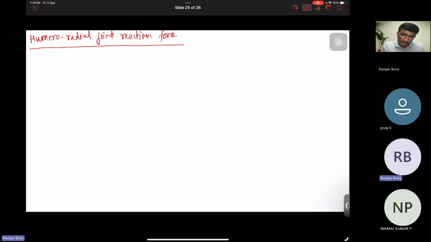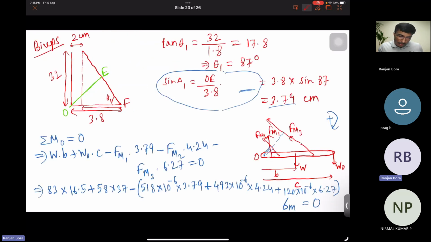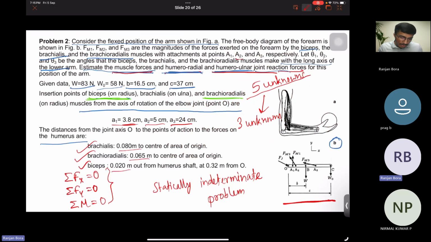So first we need to draw the free body diagram. What are the two muscles? Biceps and brachioradialis. Biceps is M1 and brachioradialis is M3. A1, A3, and this weight will be W by 2, because here W is the weight given for the whole forearm. So if we take the two bones separately, radius and ulna, this W will be distributed in the two bones, so it will be divided by 2.